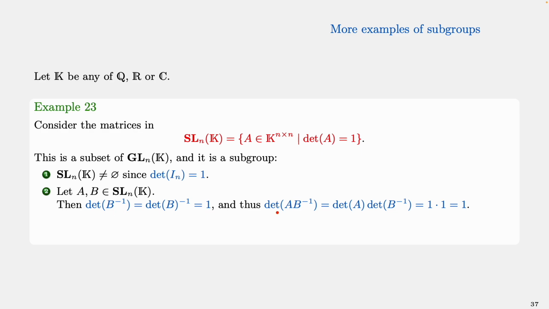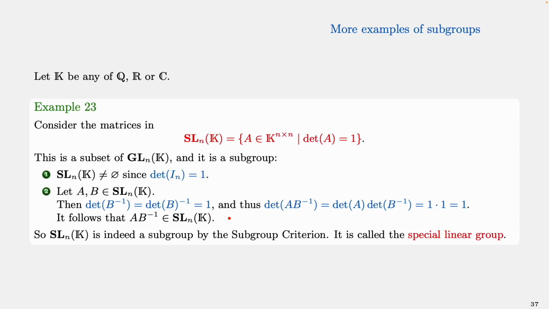Using the subgroup criterion, the determinant of A B inverse is, by multiplicativity of the determinant, det A times det B inverse, which using this and the assumption on A and B is 1 times 1 equal to 1. So it follows that A times B inverse is also contained in SLNK if A and B are. And now the subgroup criterion with these two properties tells us that SLNK is indeed a subgroup of GLNK. And this SLN stands for special linear group. Recall the GLN was the general linear group, and here the SLN is the special linear group, which is a subgroup of the general one.